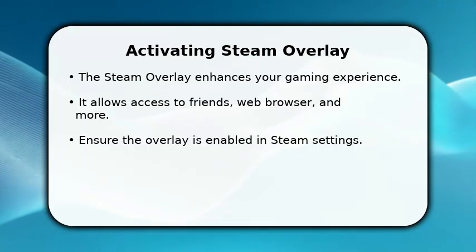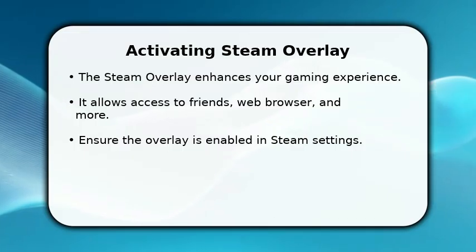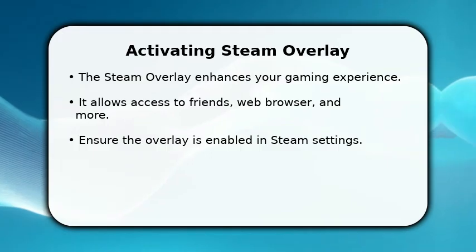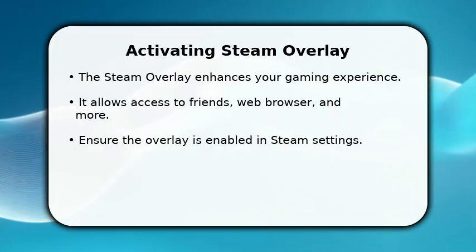In this video, I will explain how to activate the Steam overlay. First, open your Steam client and navigate to the Steam menu in the top left corner. From the drop-down, select Settings or Preferences depending on your operating system.